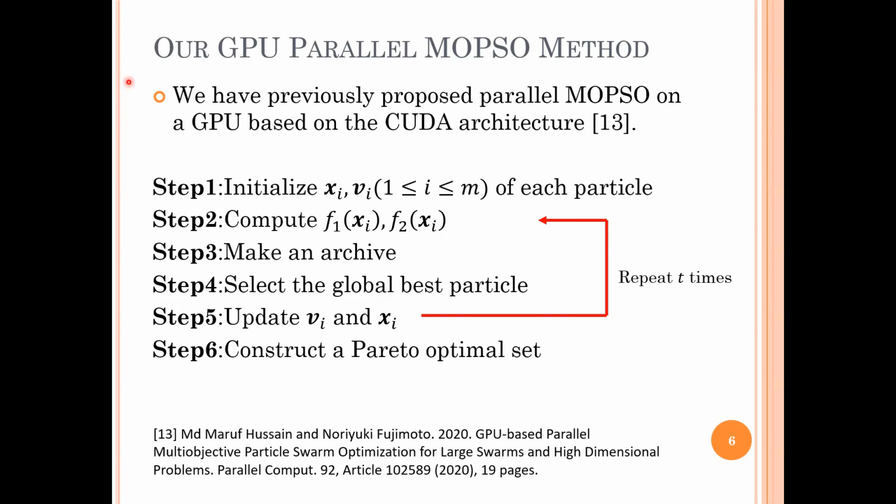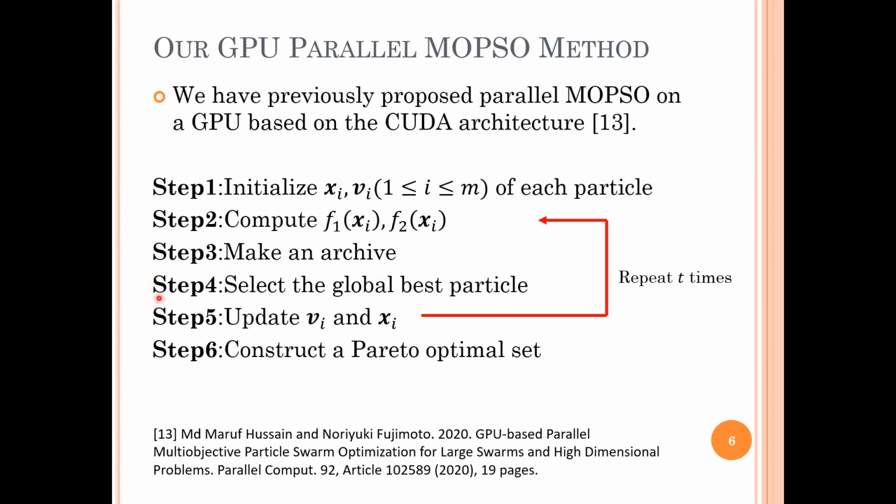This slide describes our GPU parallel MOPSO method. We have previously proposed parallel MOPSO on a GPU based on the CUDA architecture. I'd like to explain the MOPSO procedure. Step 1 is to initialize the positions x sub i vectors and the velocities v sub i vectors of each particle. Step 2 is to compute the objective functions, f1 function and f2 function. Step 3 is to make an archive. This archive is not the same as a common archive. The next slide shows the difference.